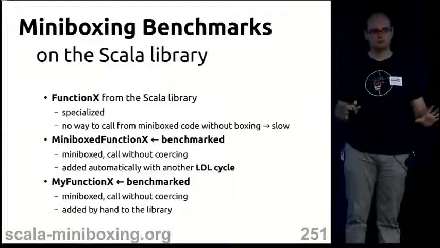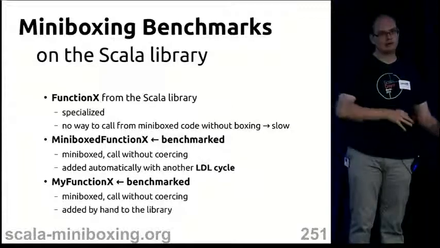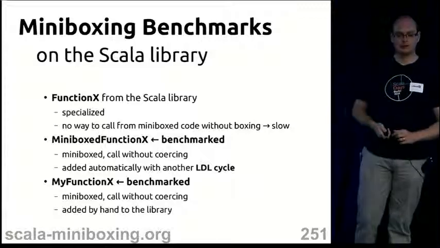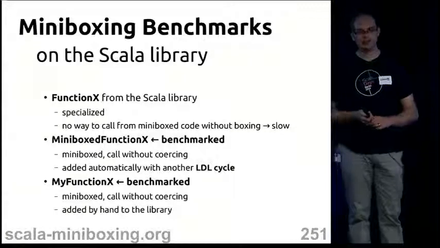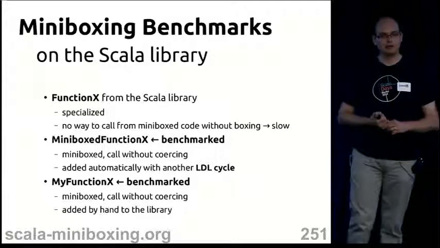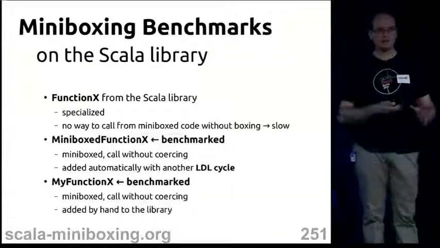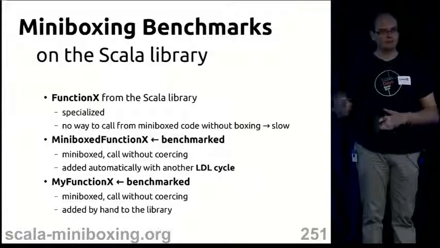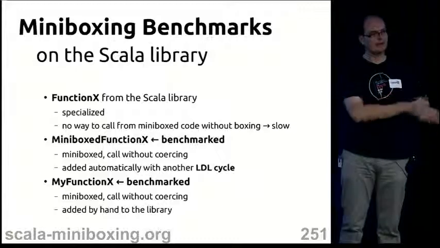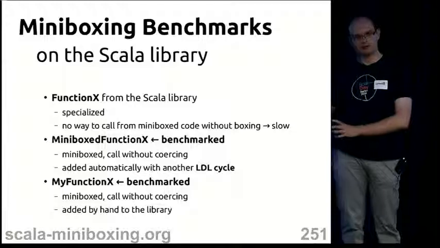They will communicate. Great. All that is good. But they won't be able to communicate from miniboxing directly to a specialized method. They will go through boxing, which is pretty bad and kills performance. So one way to do it, the way we do right now, is automatically create a minibox function, Function1, Function2, whatever, and automatically the plugin rewires any function that you create, any FunctionX, to a miniboxed FunctionX.